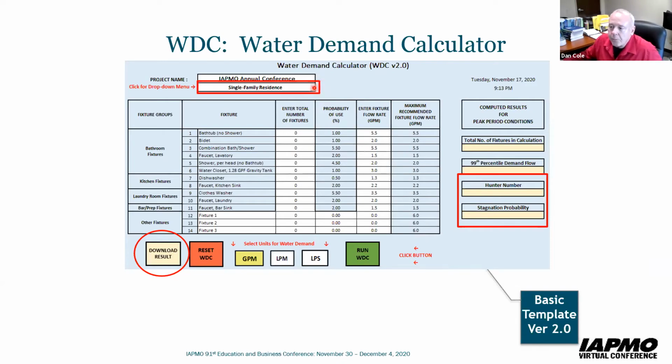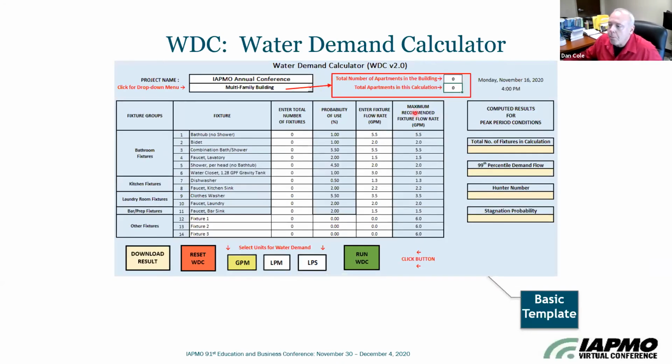Clicking on this drop-down menu will give you the option of either a single-family residence or a multifamily residence. When you click the multifamily residence option, two more boxes will appear. The top box, you would enter in the total number of apartments in that building, from 2 to whatever. You could put in 100 units, 500 unit apartments.